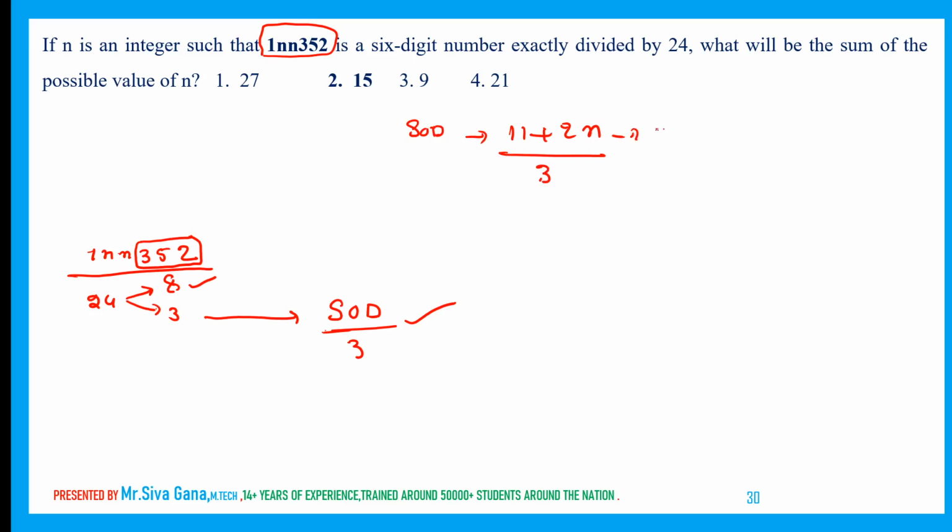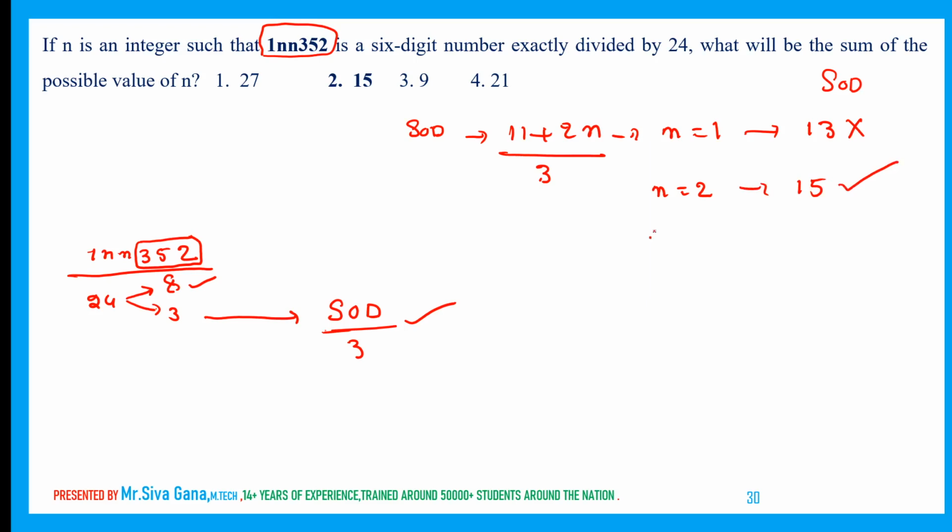Sum of the digits, if n is equal to 1, what is the sum of the digits? Sum of the digits is 11 plus 2, 13, not possible. This is not divisible by 3. For n is equal to 2, 2 2s are 4, 11 plus 4 is 15, 15 is divisible by 3.